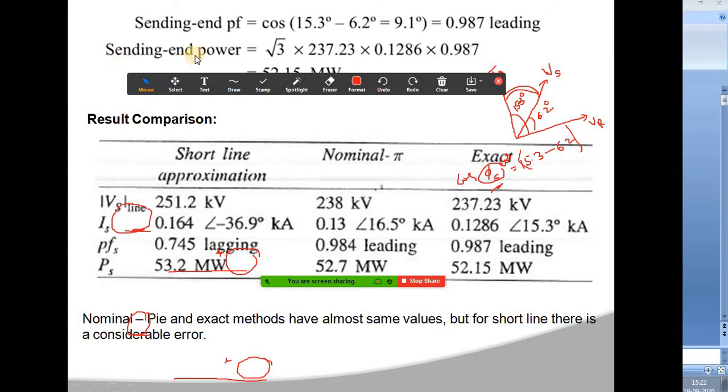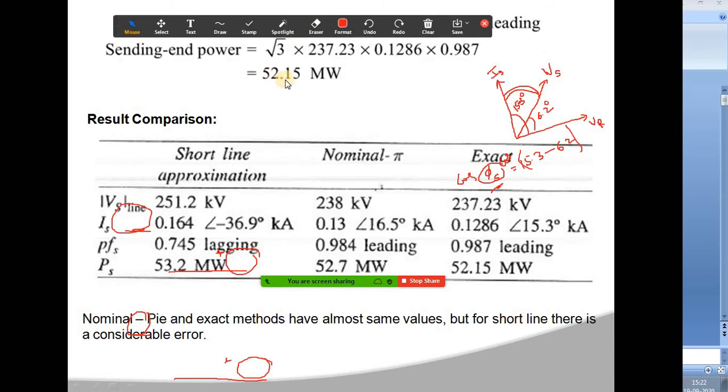Then the sending end power can be calculated simply as root 3 into VL into IL into cos phi. As it is the sending end power, you get root 3 into Vs into Is into cos phi s. All Vs and Is values here are line values. So Vs line value is 237.23, and Is line value is the same as the phase value, 0.1286, and the power factor is 0.987. So you will get the total sending end power as 52.15 megawatts.